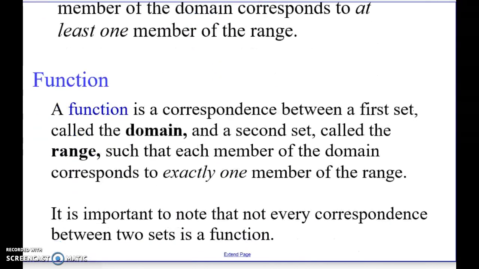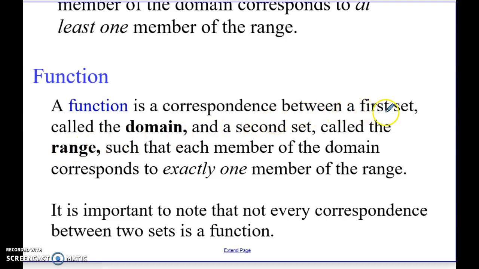Now, a function is similar. We still have a first set of data called the domain, a second set called the range, but here we specify that every member of the domain, remember that's an x, gets exactly one member of the range. So one way to think about it is that each x gets just one y. We're not allowed to repeat an x with a different y value. Every correspondence between two sets is a relation, but that's not necessarily a function.